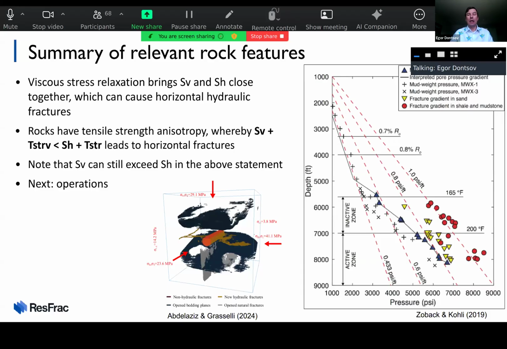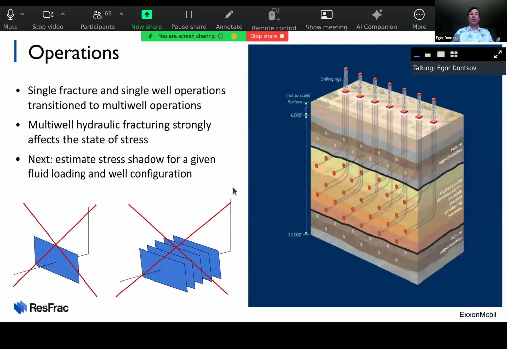Because in sandstone, you don't have much tensile strength and anisotropy. You have strong stress contrast, so there's pretty much no way you can have horizontal fractures. But once you're in shales, suddenly you realize, hey, now we are not that far. But that's not the full story, because operations also play a role. So the last bit of all this is operations.